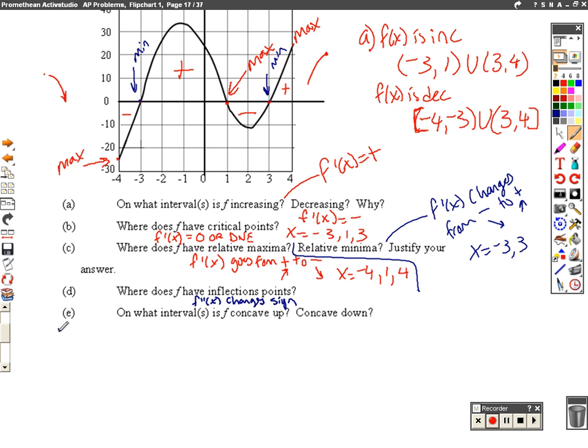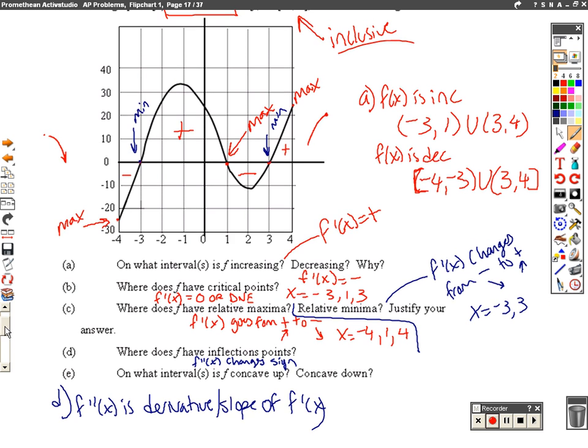So let's look at D right down here. f double prime of x is the derivative, which basically means the slope, of f prime of x. So f double prime is the slope of f prime of x. Here we have a positive slope, right? So here, f double prime of x is positive.